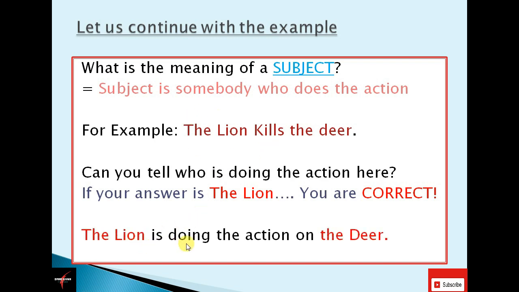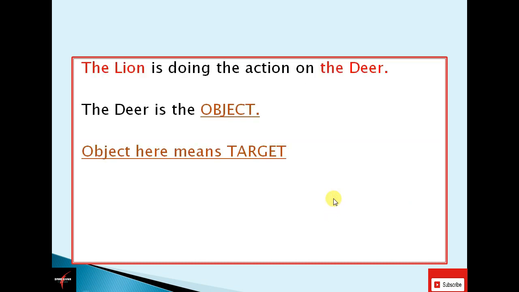The lion is doing the action on whom? The lion is doing the action on the deer. So the deer here is the target of the lion. Okay, so the lion is doing the action on whom? On the deer. So the lion is the subject and the deer becomes the object. We will learn about the object in the next few examples.